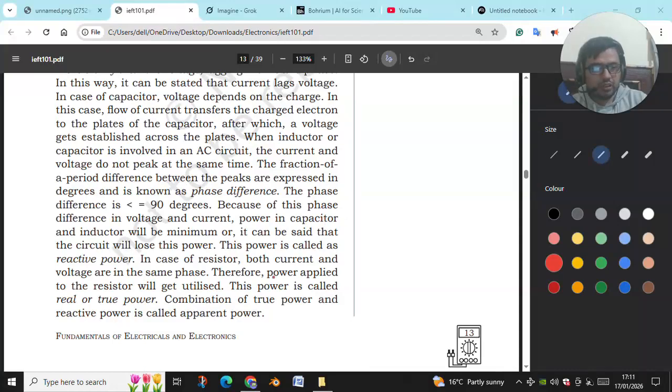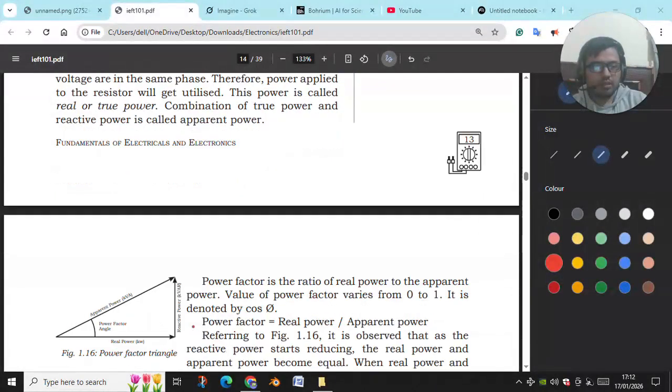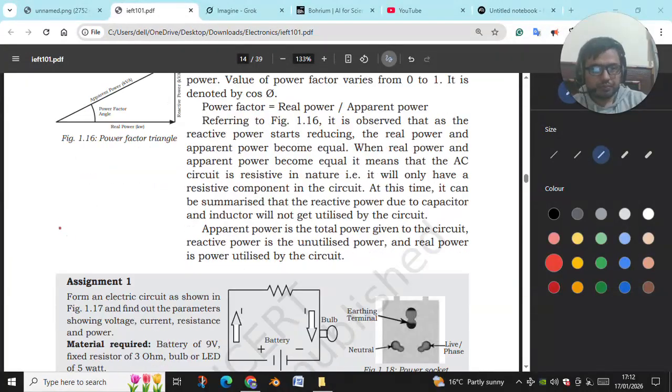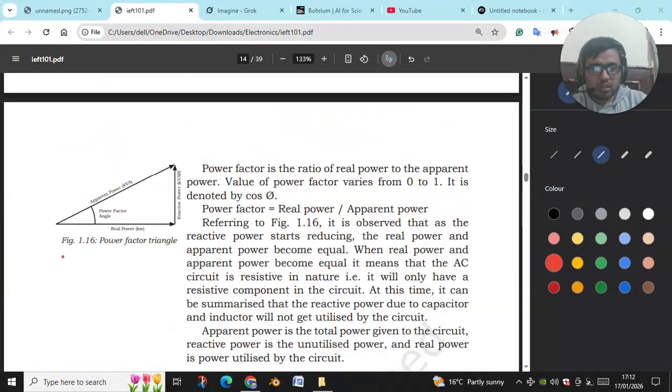In case of a resistor, both current and voltage are in the same phase. Therefore, power applied to the resistor will get utilized. This power is called real or true power. The combination of true power and reactive power is called apparent power. There is a diagram 1.16.